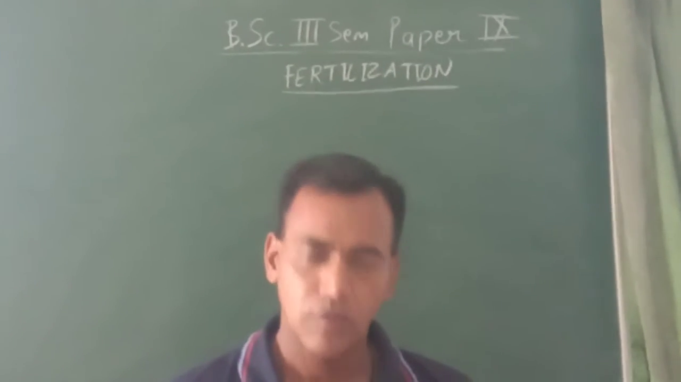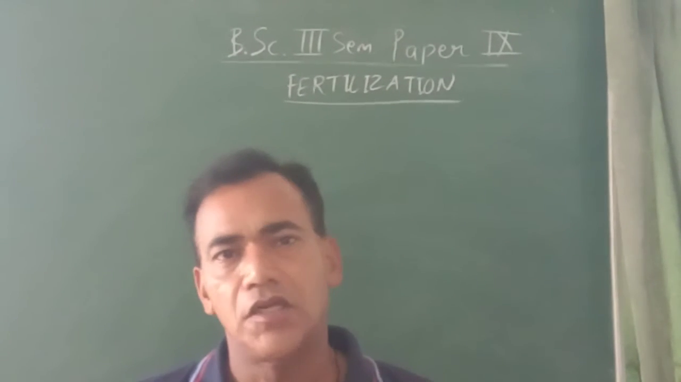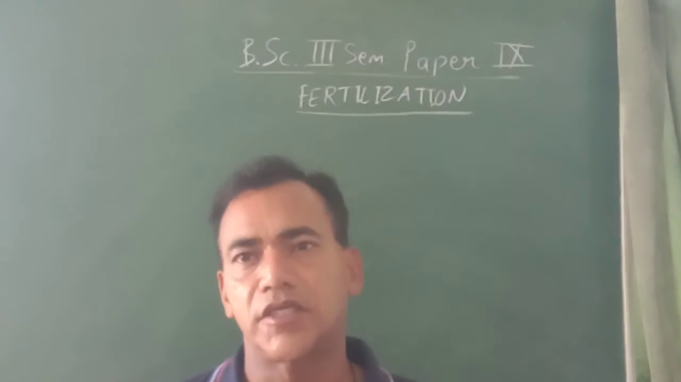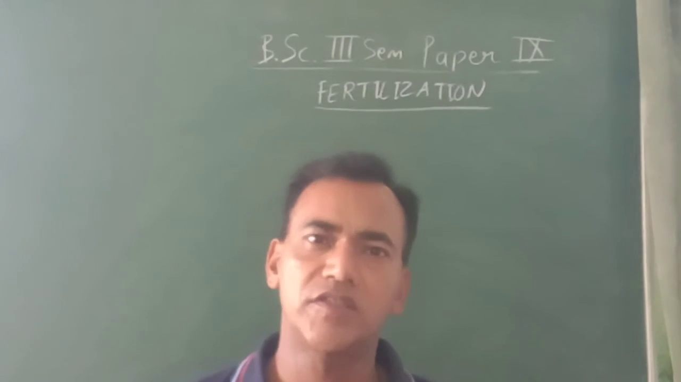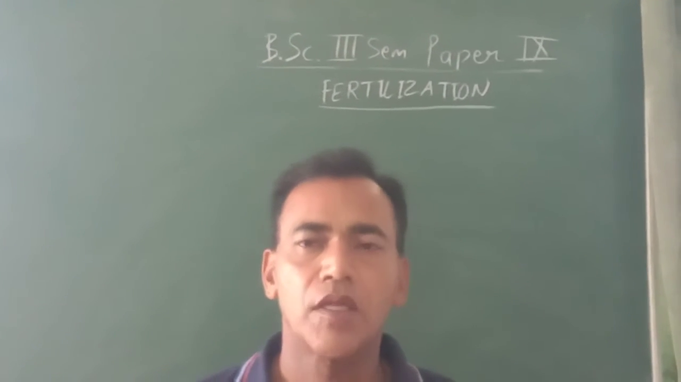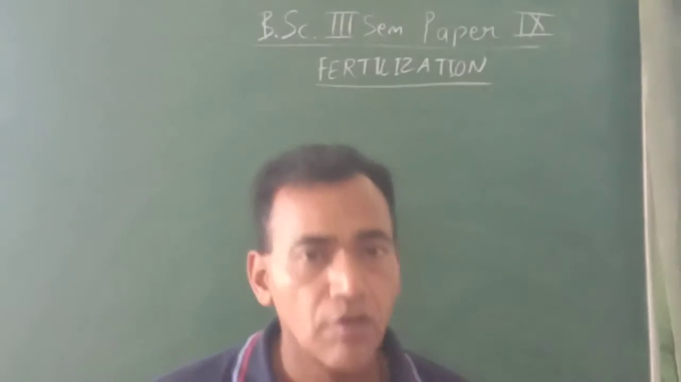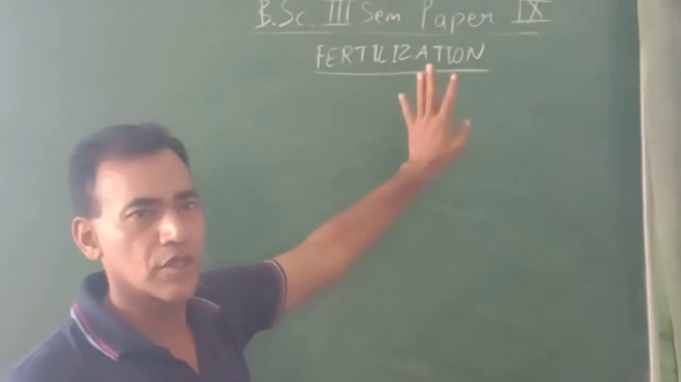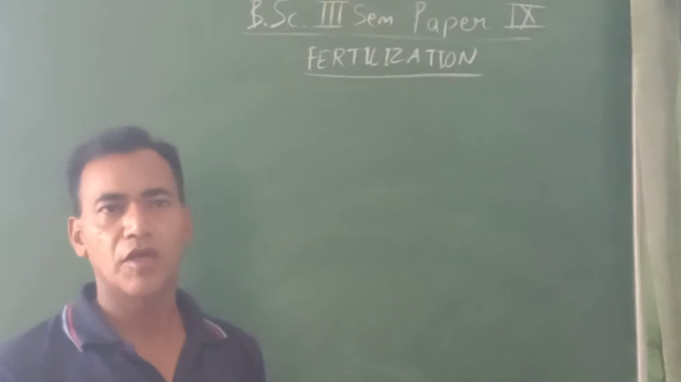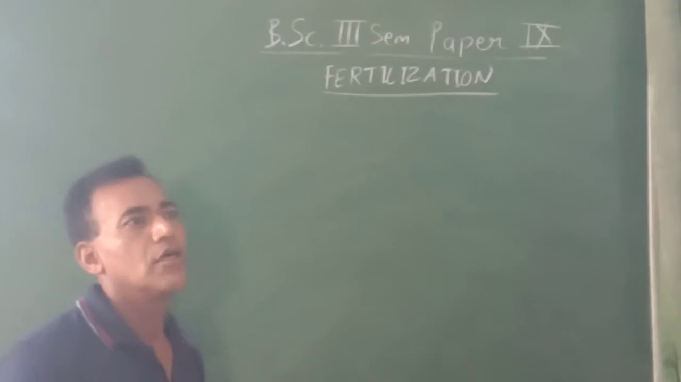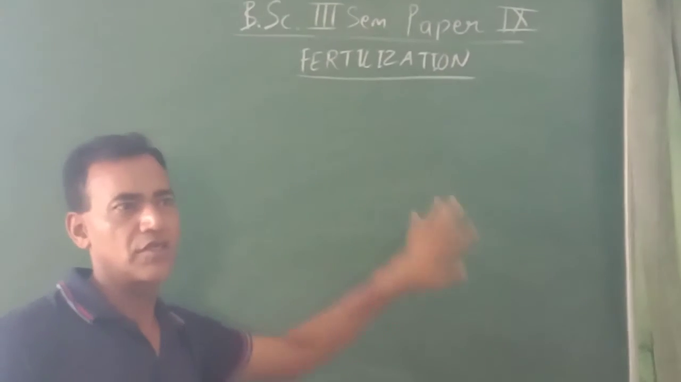Friends, till now in embryology, what have we seen? We have seen the development of the male gametophyte, that is the pollen grain. We have seen the development of the female gametophyte along with its structure, that is the embryo sac. Now coming to the third aspect of plant embryology, that is fertilization, the most important process where there is fusion of male and female gametophyte to make a new embryo. How it takes place, we shall be discussing in detail.